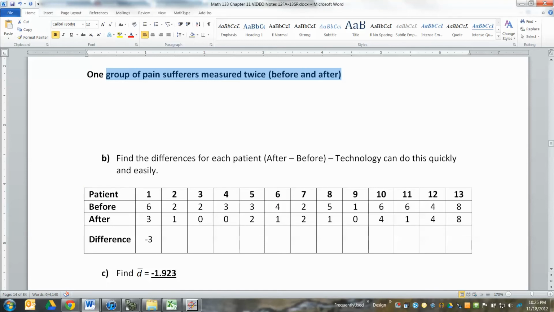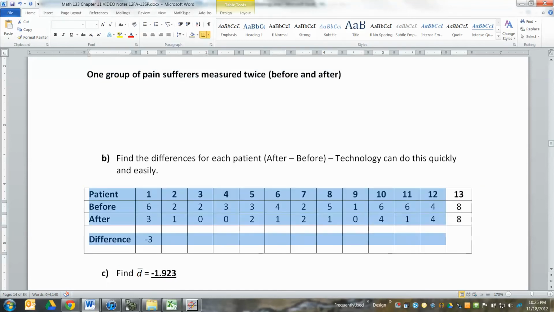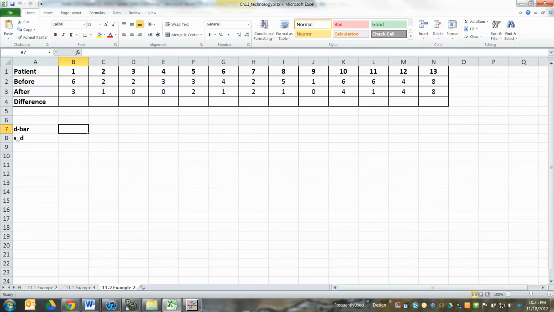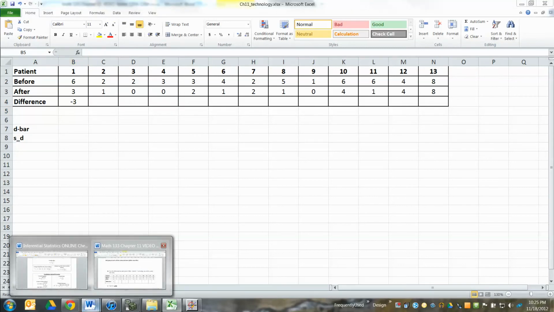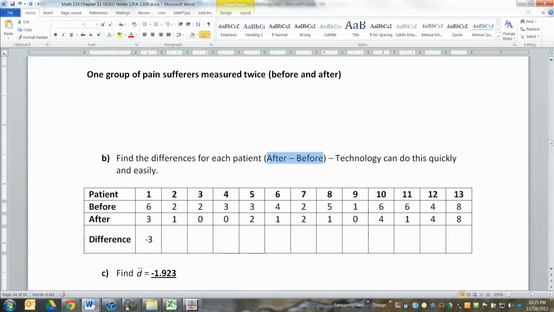Now we're going to find the differences, and I'm going to totally use Excel. So I just kind of copied and pasted into Excel right here. And I'm going to use a simple formula to do this. We want after minus before. I think that was set up in the problem. You don't always. Yeah, I just said what to do.